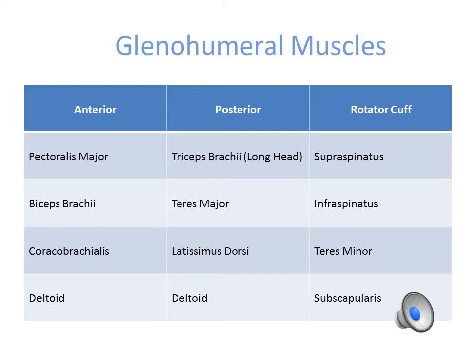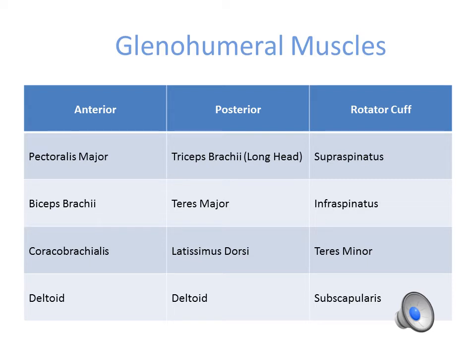We have already covered 3 of the anterior glenohumeral joint muscles in the anterior shoulder lecture. These muscles were the pectoralis major, biceps brachii, and coracobrachialis. Be sure to review each of these muscles, their attachments, movements at the glenohumeral joint, and their innervation.